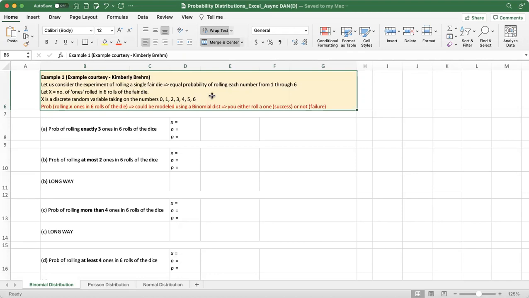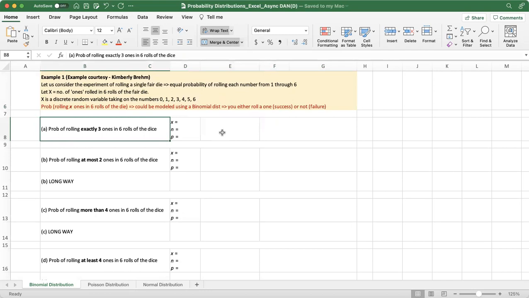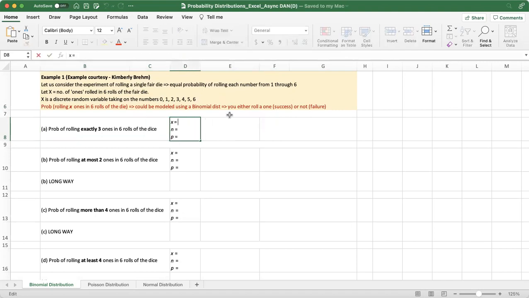And suppose I'm interested in finding the probability of rolling x number of ones in 6 rolls of the die. That is, I'm describing x successes, where the success is defined as rolling a 1. If I want to find the probability of x successes in 6 trials, then I'm essentially talking about a binomial distribution. So we're going to compute these different probabilities that this question asks using the binomial distribution. So let's begin. What's the probability of rolling exactly 3 ones in 6 rolls of the die? First, let's identify x, n, and p.